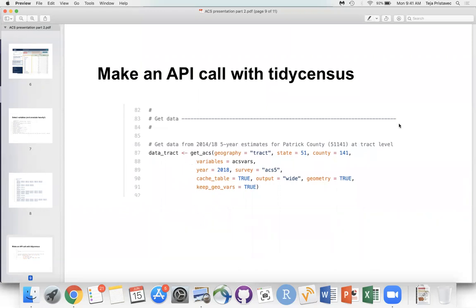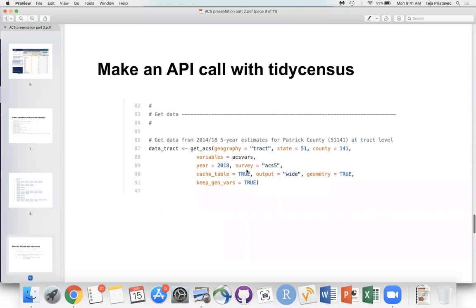You'll see this in the tidy census documentation as well, but it has a lot of the fields that we were talking about before. So when I say get ACS, or if you're working with the decennial census, you're going to say get decennial. You'll say, here's the geography that I need. And in my case, I'm pulling this information for census tract. If you're interested in a particular state in a particular county, you can specify that information. If you want information for all the states or all the counties, you might have to write a loop.